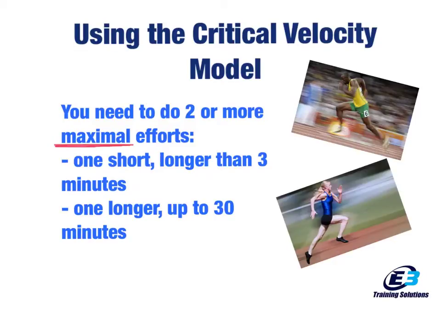Specifically to using field testing to determine your run, training, and racing paces, at E3 we use two types of methods. The first one is what's called a critical velocity model, which is discussed in one of the videos mentioned previously, and you need to do some maximal efforts and then use the model to determine this. Basically, you need two or more efforts. We usually recommend two. One short that should be longer than 3 minutes, and a longer one that should be up to 30 minutes long.